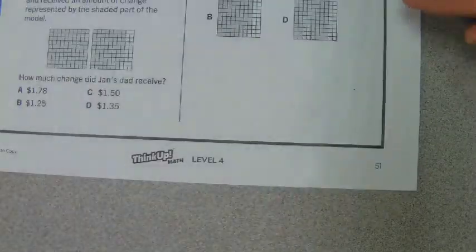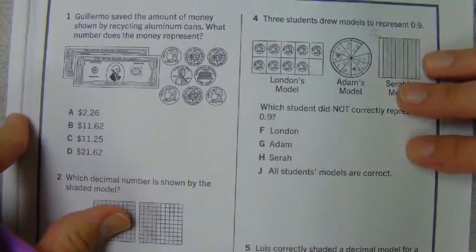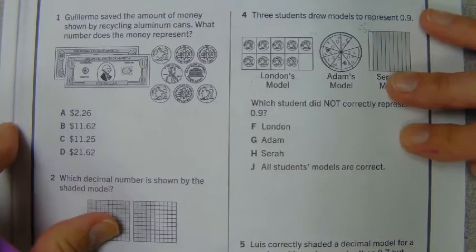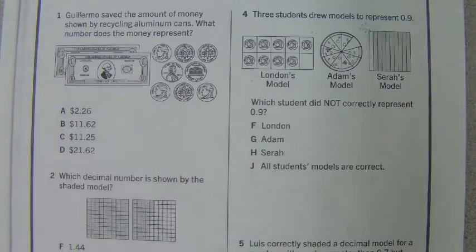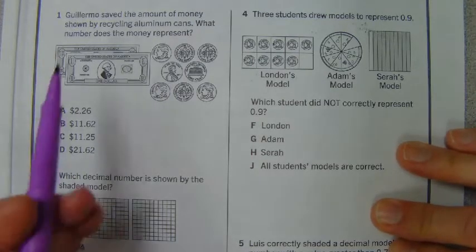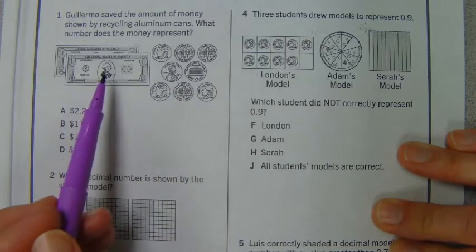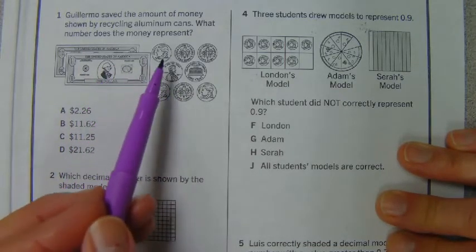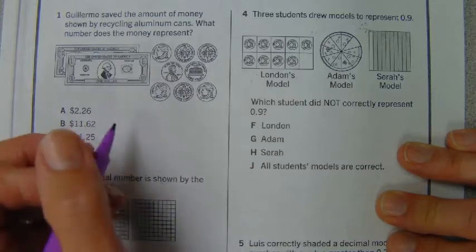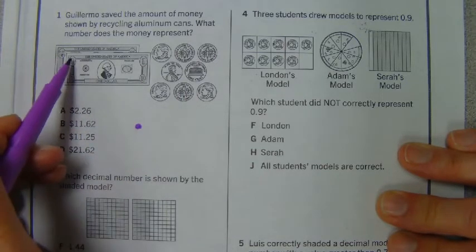Let's do some word problems on page 51. Guillermo saved the amount of money shown by recycling aluminum cans. What number does the money represent? I've got dollars, dimes, and pennies. I've got ones, tenths, and hundredths. I'm going to put my decimal point in, and I'm going to look and see how many dollars I have. A 10 and a 1.